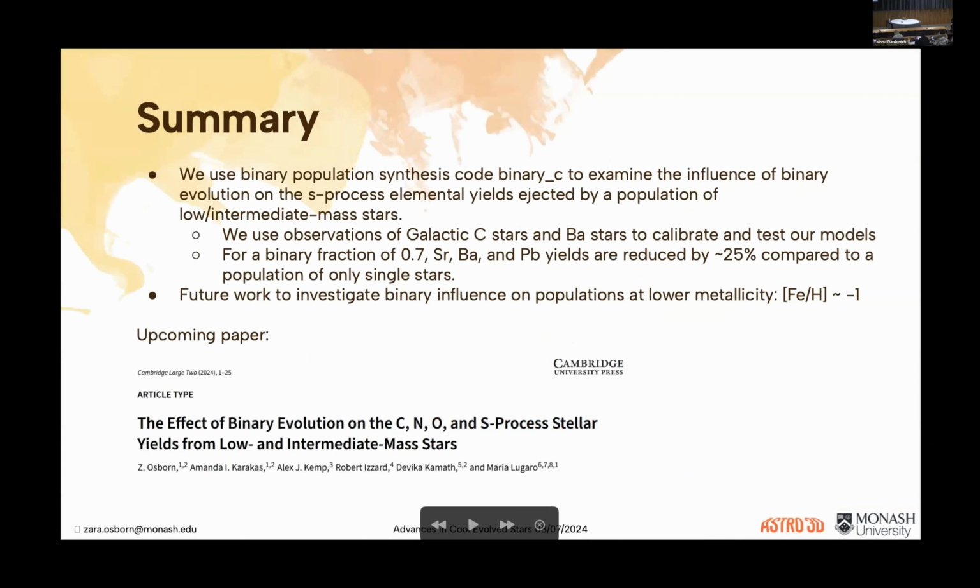We are using the binary population synthesis code to examine the influence of binary evolution on the S process elemental yields ejected by a population of low and intermediate mass stars, which eventually evolve into AGB stars. We find that at a binary fraction of 0.7, our S process yields are all reduced by 25% in comparison to a population of only single stars. If you're interested in the details, I do have a paper that will hopefully be submitted in the next few weeks.